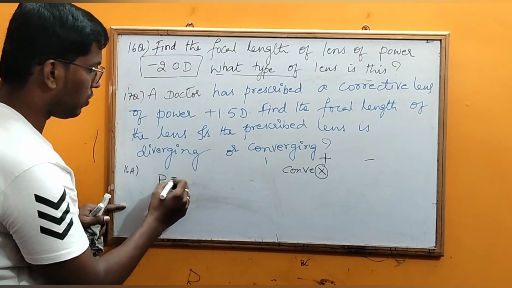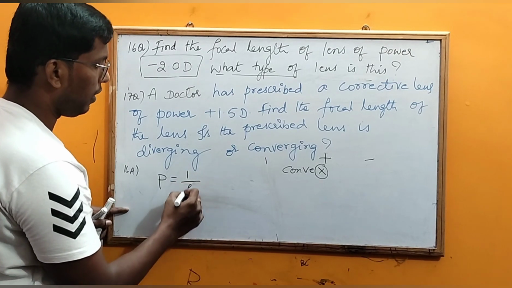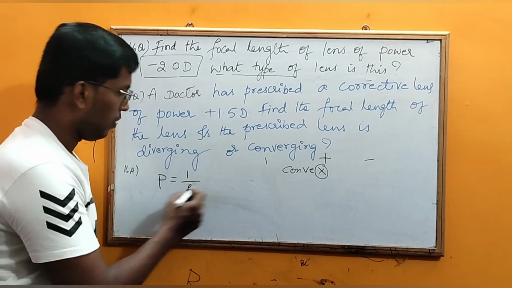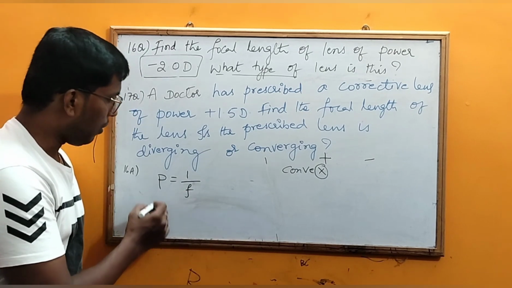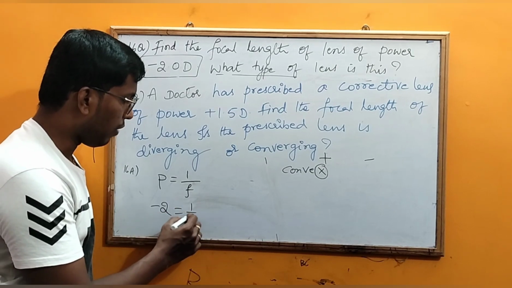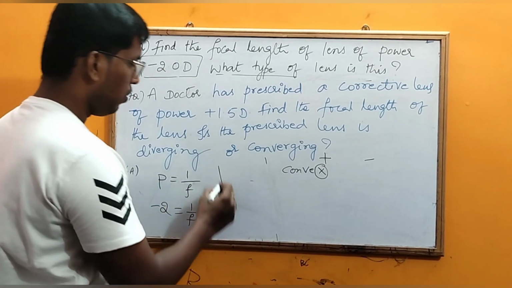What is the formula? Power is equal to 1 divided by F. The reciprocal of focal length is known as power. So the power value is given: -2 is equal to 1 by F. A simple technique I will tell you.